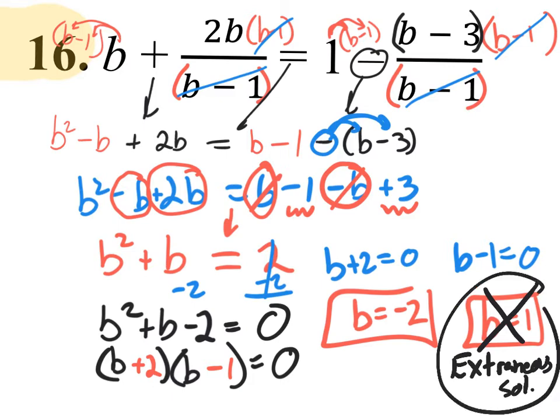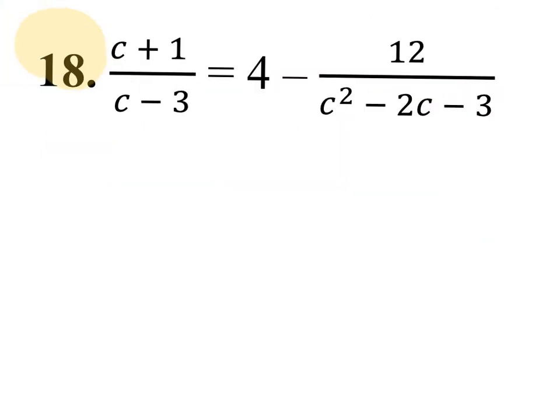Now, you don't have to write this down. You just cross it out. Your only answer is b equals negative 2. Number 18, a great problem that shows why factoring is important to come up with your LCD if you want to get rid of all fractions at the same time, or even if you want to get rid of one of them at a time, it's still good to factor.